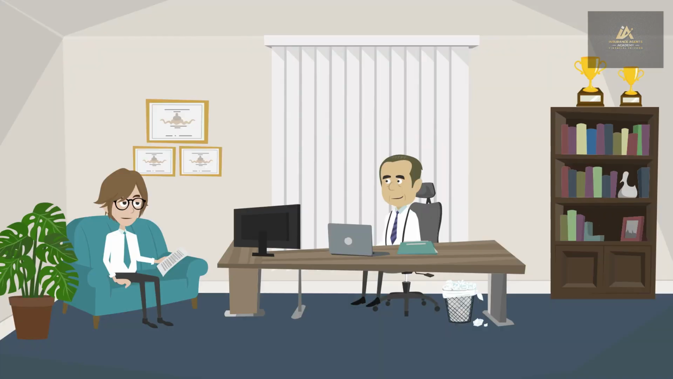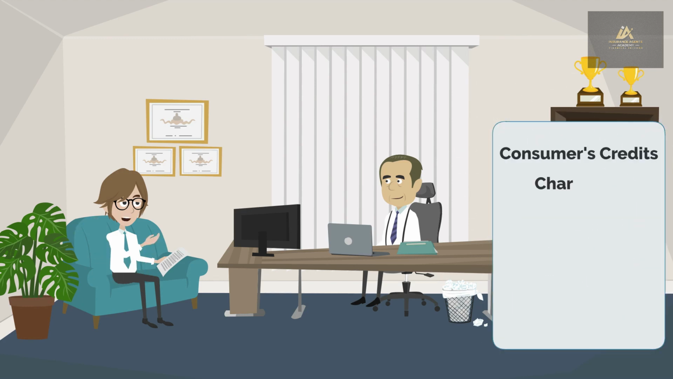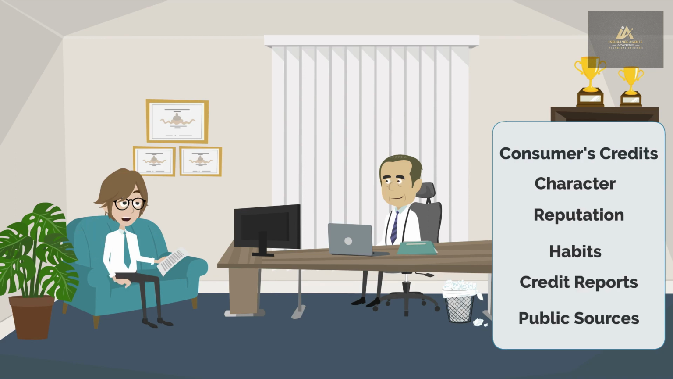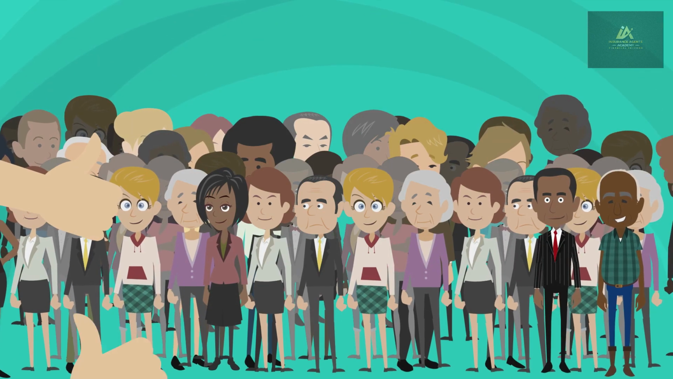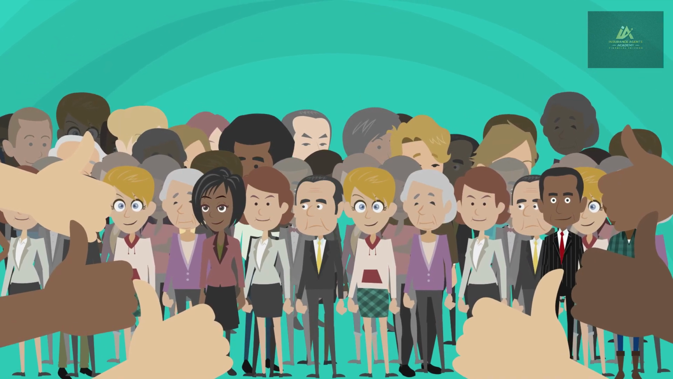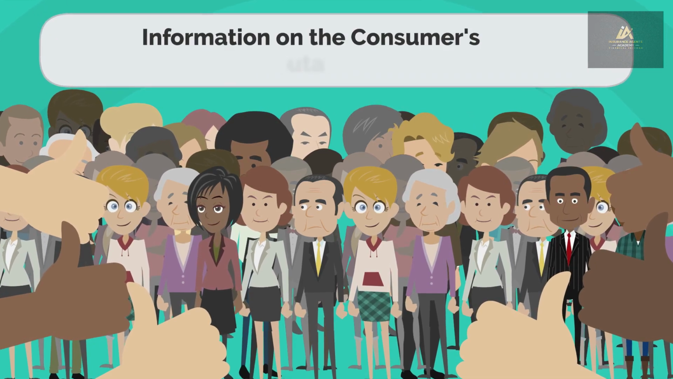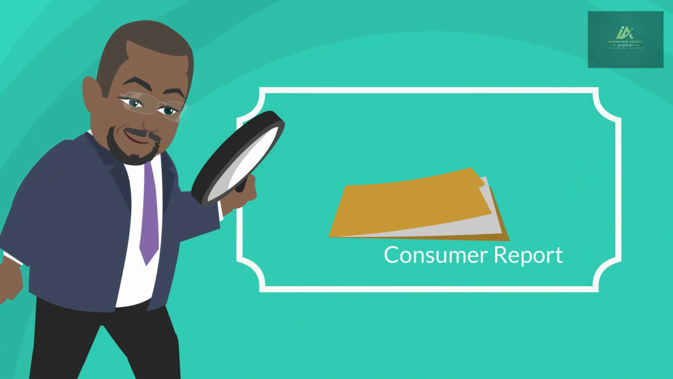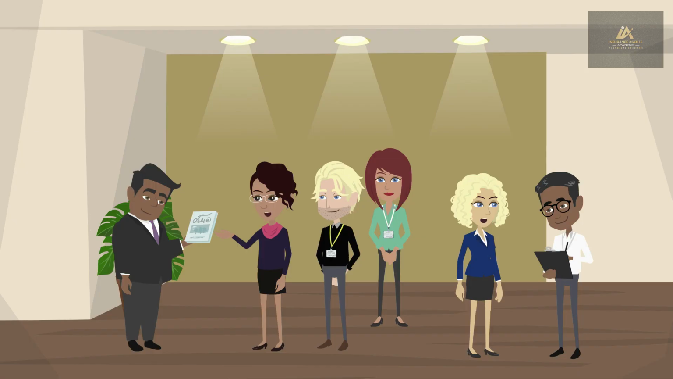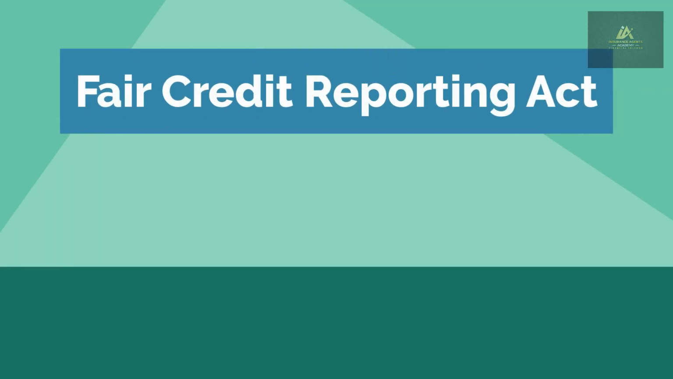Consumer reports. Consumer reports include written and oral information regarding a consumer's credit, character, reputation, or habits collected by a reporting agency from employment records, credit reports, and other public sources. Investigative consumer reports. Investigative consumer reports are similar to consumer reports in that they also provide information on the consumer's character, reputation, and habits. The primary difference is that the information is obtained through an investigation and interviews with associates, friends, and neighbors.